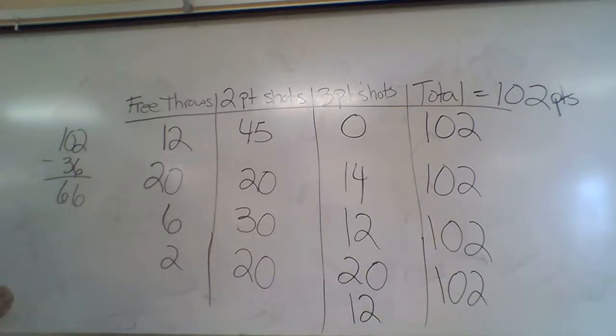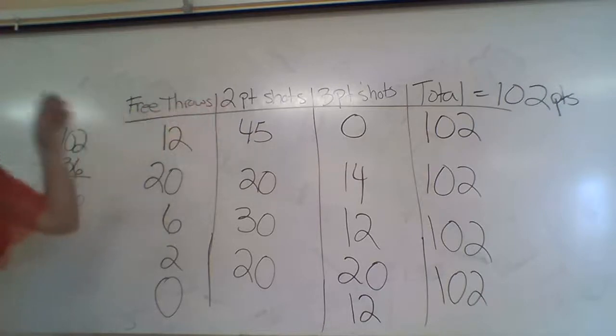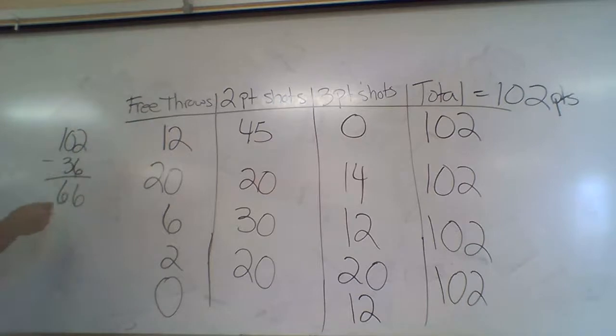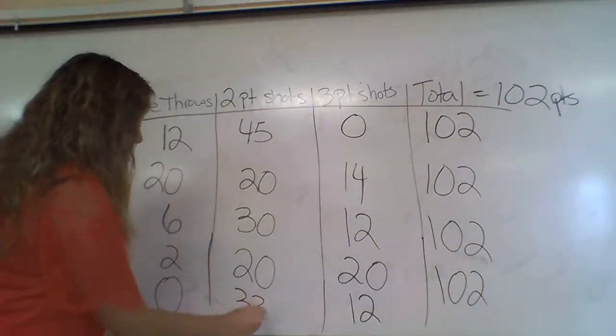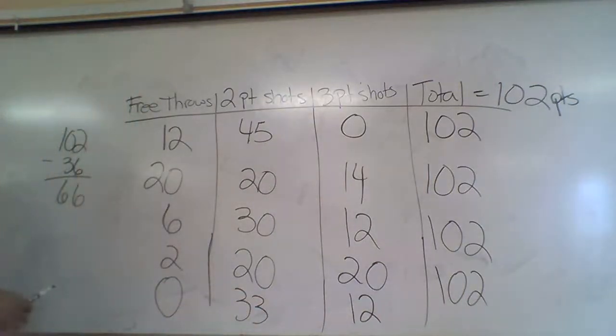So if you want, you could just say, okay, we're not going to make any free throws. We make 0 free throws this game. So if I have 66 more points and I'm only shooting 2-point shots, how many do I have to make? How many 2-point shots do you have to make to get to 66 points? 33. You divide it by 2. Okay, so that's another option.